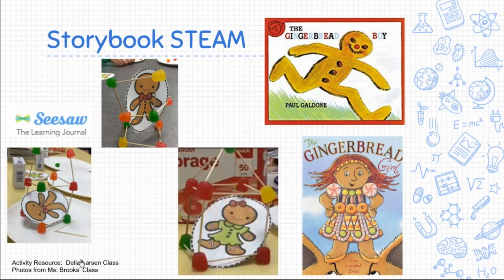So we're already counting objects. Can they count out the 10 gumdrops that they need for the activity? And then fine motor, of course, grip and manipulation and hand dominance. Were they able to hold the gumdrop and the toothpick at the same time? Were they able to make them stay together?